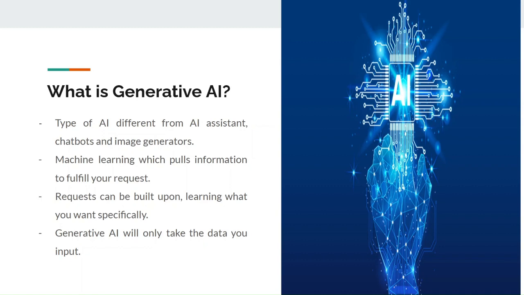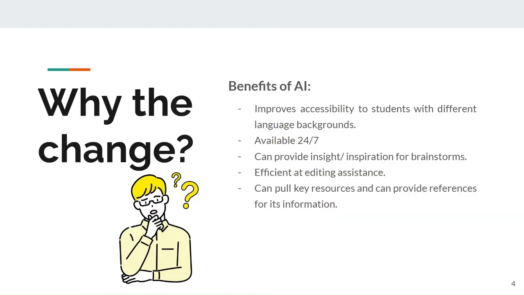Gen AI can also save or remember previous requests and can build upon them for specific information. Now, why the change? Gen AI's ability to draw upon information and reword information is specifically important to education. Gen AI has the potential to provide students with different language backgrounds the opportunity to access information that may have been previously unavailable due to confusing language. For example, the Middle English used in Shakespeare can hinder the progress of students whose English is a second language.